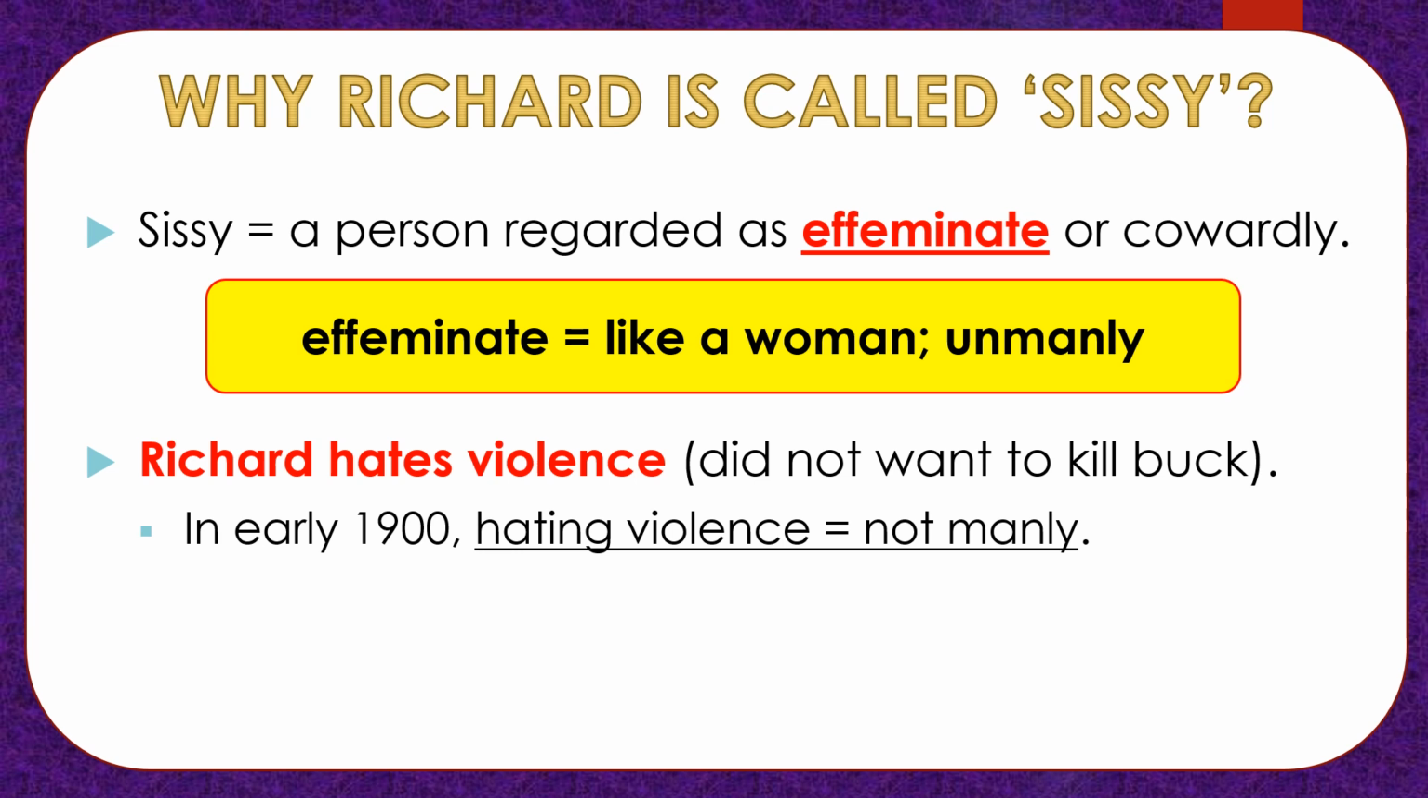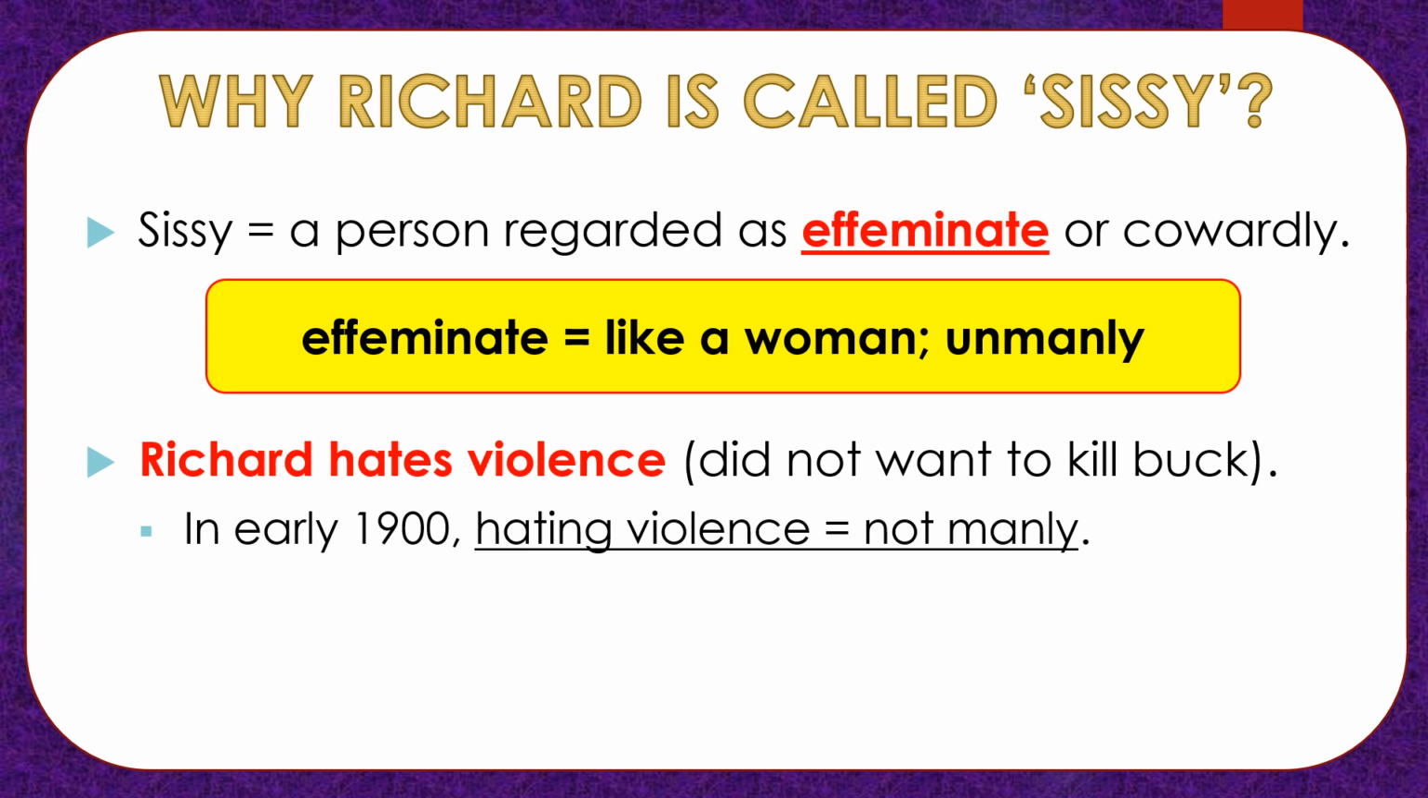So in early 1900, hating violence is considered not manly because men were supposed to be manly. They were supposed to love violence. Because back then in early 1900, when two men dispute about something, bila mereka dua lelaki tak puas hati tentang sesuatu, they will get into a fist fight. They will bertumbuk to solve the problem.